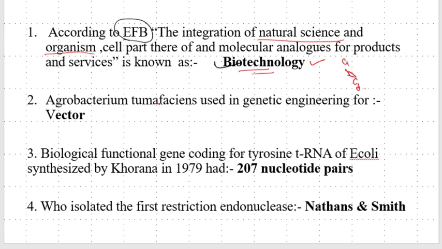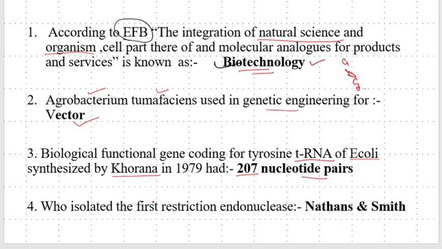Next question is that Agrobacterium tumefaciens is used in genetic engineering for... means the bacteria which is used, Agrobacterium tumefaciens, in genetic engineering in which mode? So it is in the vector mode. Next is the biological function: the gene coding for the tyrosine tRNA, that is transfer RNA, of E. coli synthesized by Khorana, the Indian based scientist, in 1979, had how many nucleotides? 207 nucleotide pairs it was having.